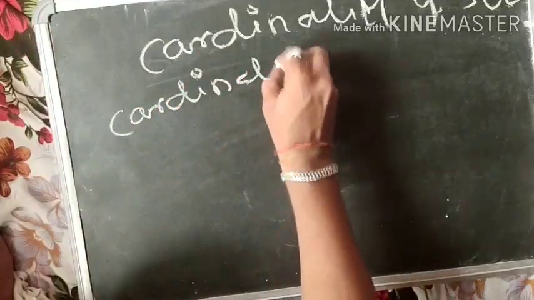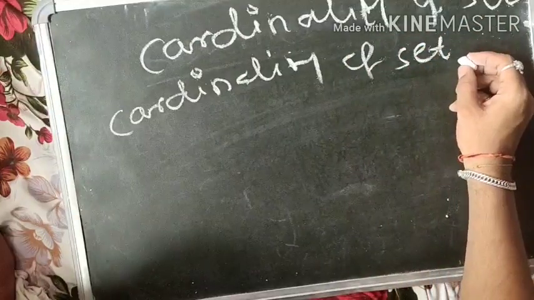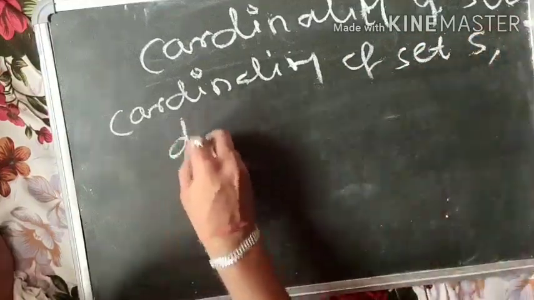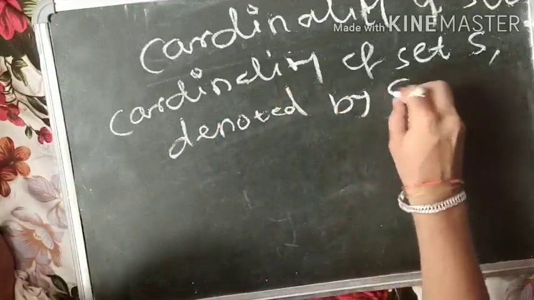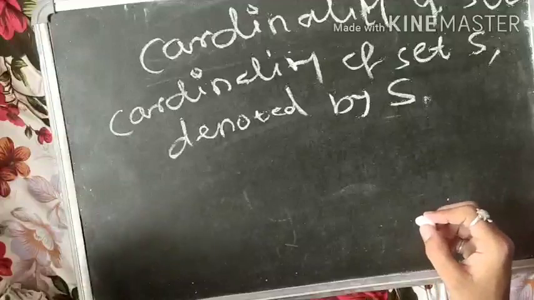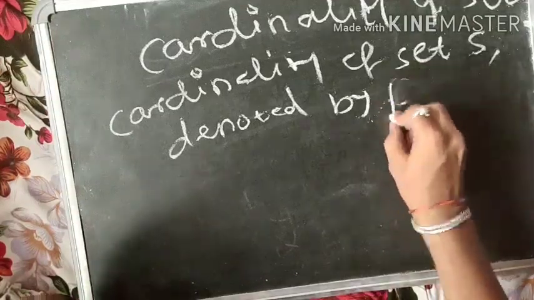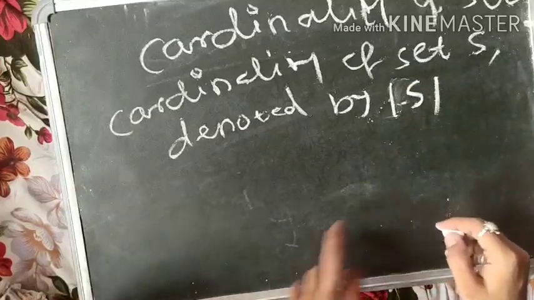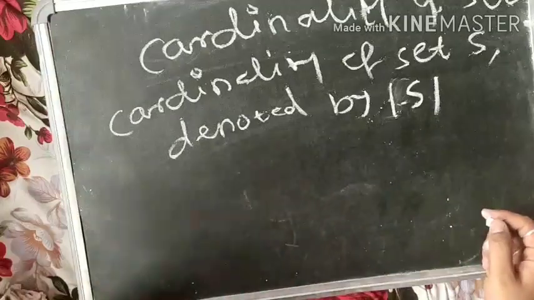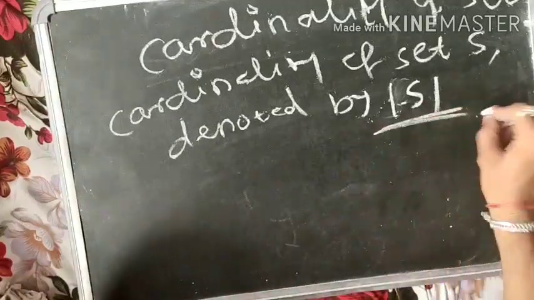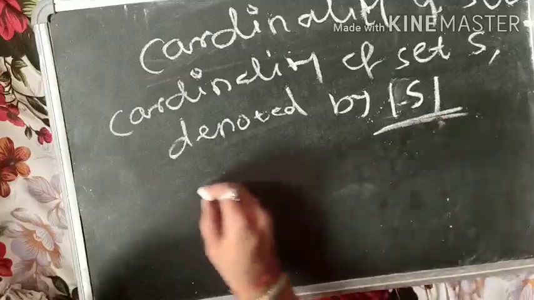Cardinality of a set is denoted by capital |S|, by using mod. It is the number of elements of a set. Cardinality means the total number of elements in set S.